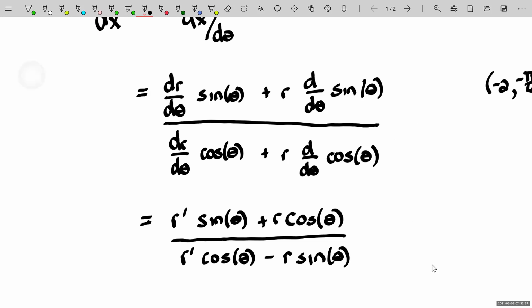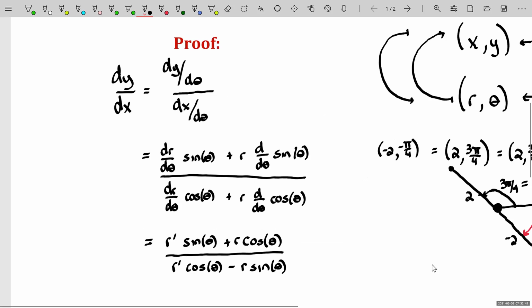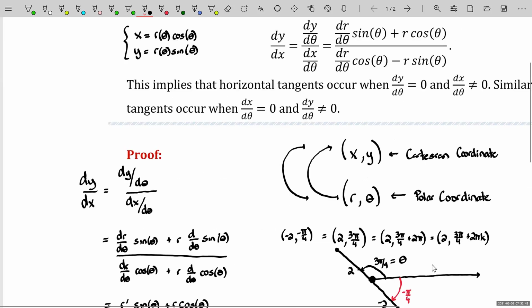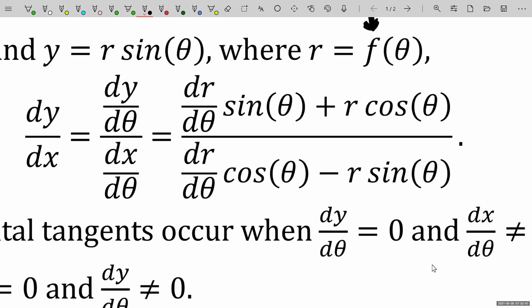And we have actually proven a theorem. This is exactly what this theorem is saying. The derivative of y with respect to x is going to be dr d theta sine of theta plus r cosine of theta, divided by dr d theta cosine of theta minus r sine of theta.